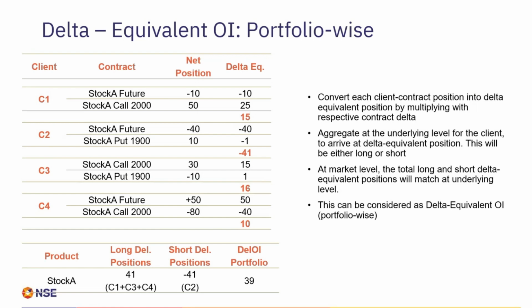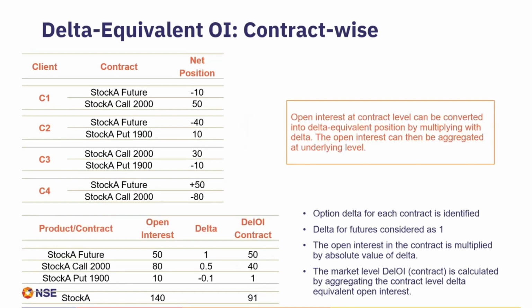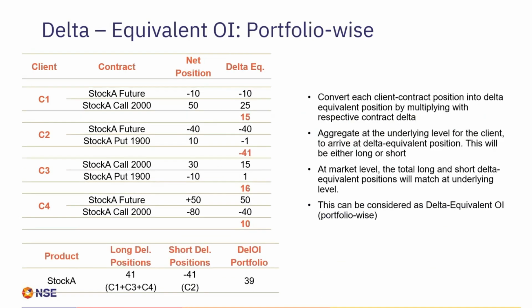So that is the third number that we publish. In addition to the regular open interest, we publish the contract-wise open interest and the portfolio open interest. If you recall the earlier example, we had 140 as the notional or the regular open interest for this stock based on all the three contracts. The contract-wise delta equivalent open interest is 91, and the portfolio-wise open interest is 41. All these three numbers are what we publish on an end-of-day basis, every day.